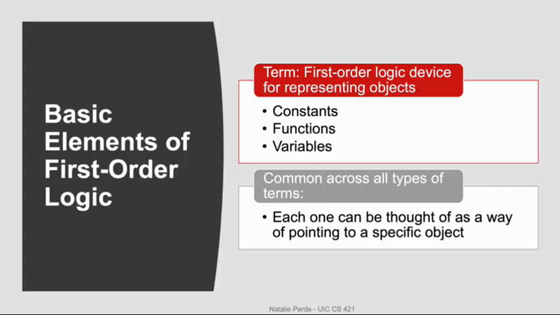First-order logic is a meaning representation language that satisfies many of the previously defined requirements of verifiability, inference, and expressiveness. Its representations make use of the fundamentals of model-theoretic semantics: objects, properties, and relations. The basic logic device in first-order logic is the term, which represents objects. Terms can be represented using constants, functions, or variables. Each term, regardless of whether it's a constant, function, or variable, can be thought of as a way to specify a particular object in the world.